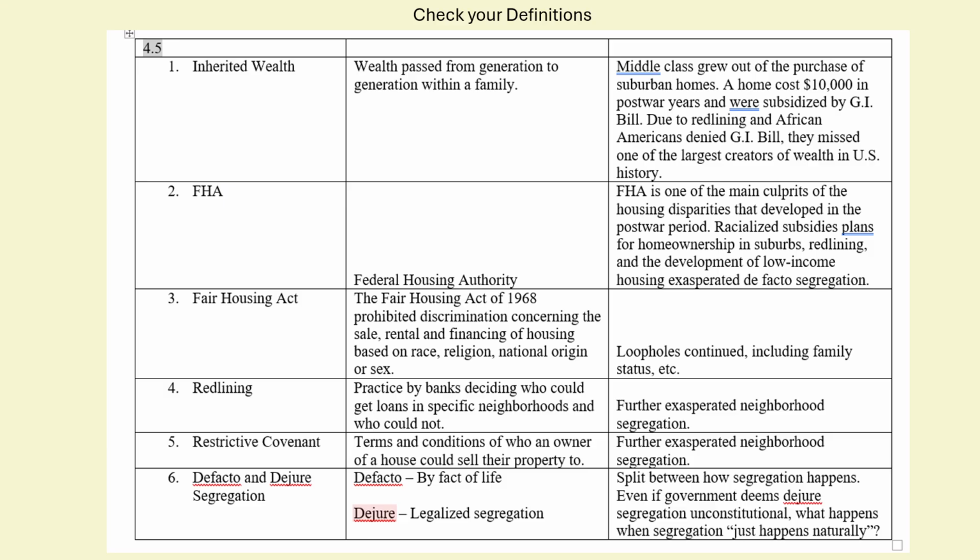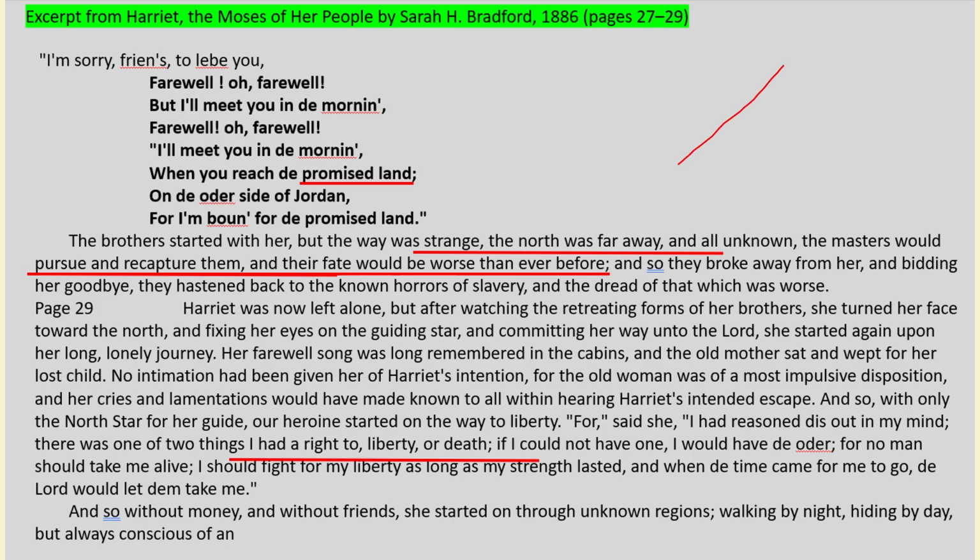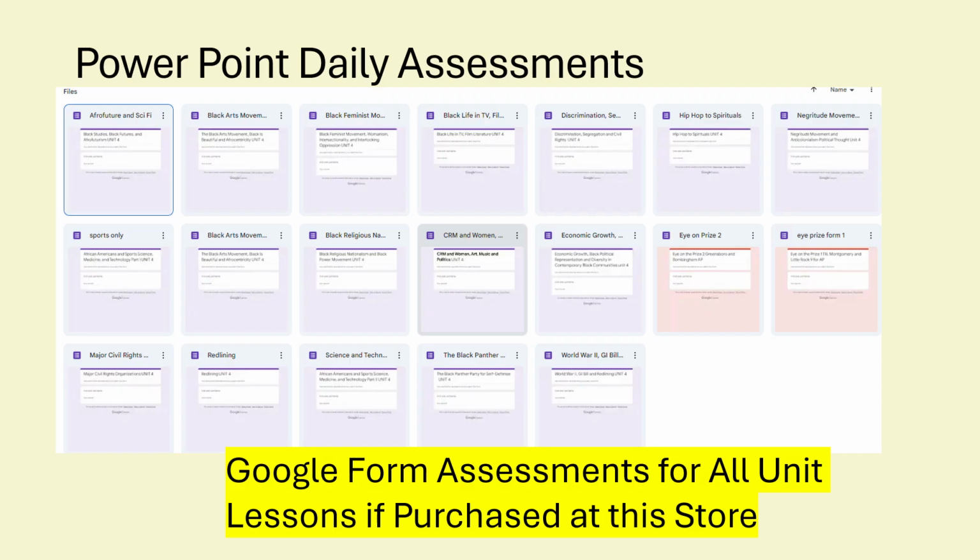The last slide of every PowerPoint includes the terms with the definitions for students to access. Terms are highlighted as well as embedded required sources. For lower level students, all important text is highlighted for all required sources. You get access to a PowerPoint for each lesson. This is what the Google Forms will look like.